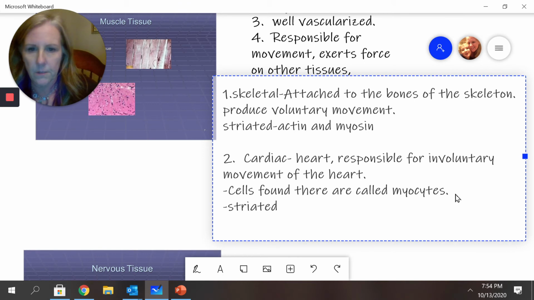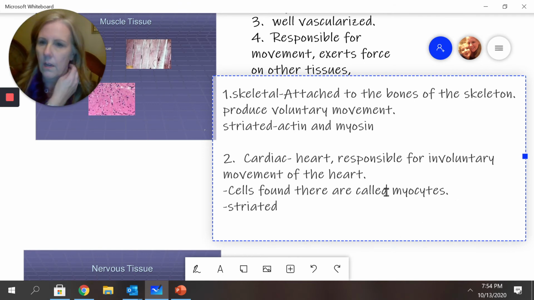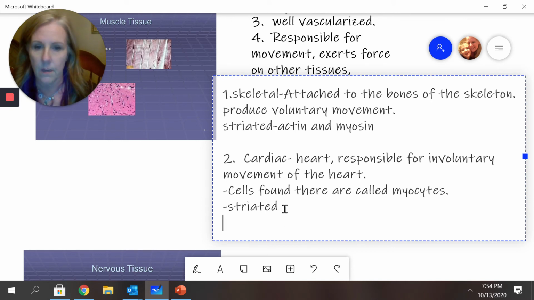Cardiac muscle tissue is also striated. So you know what striated means? It's because it's striped. And why is it striped? It has to do with the orientation of the actin and the myosin.